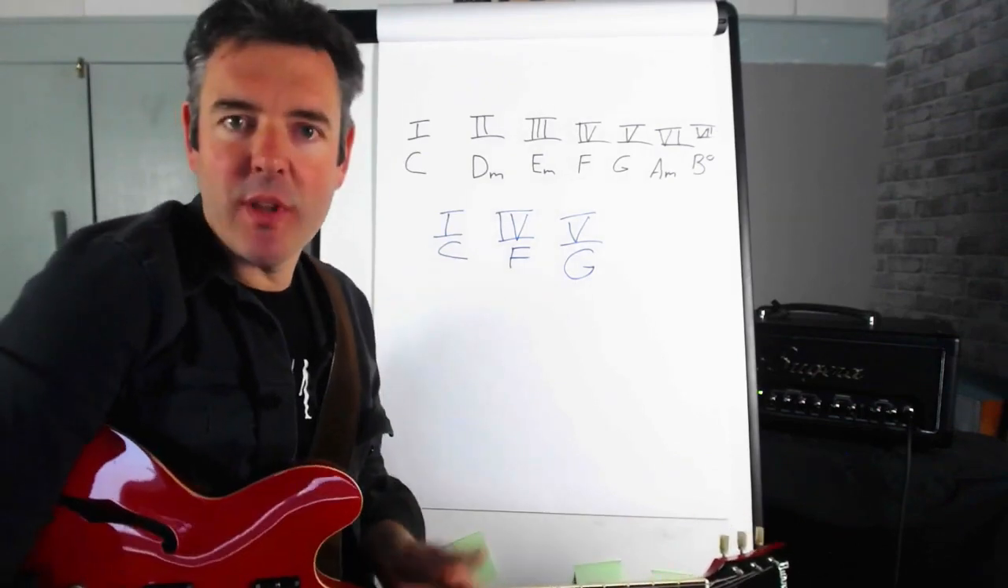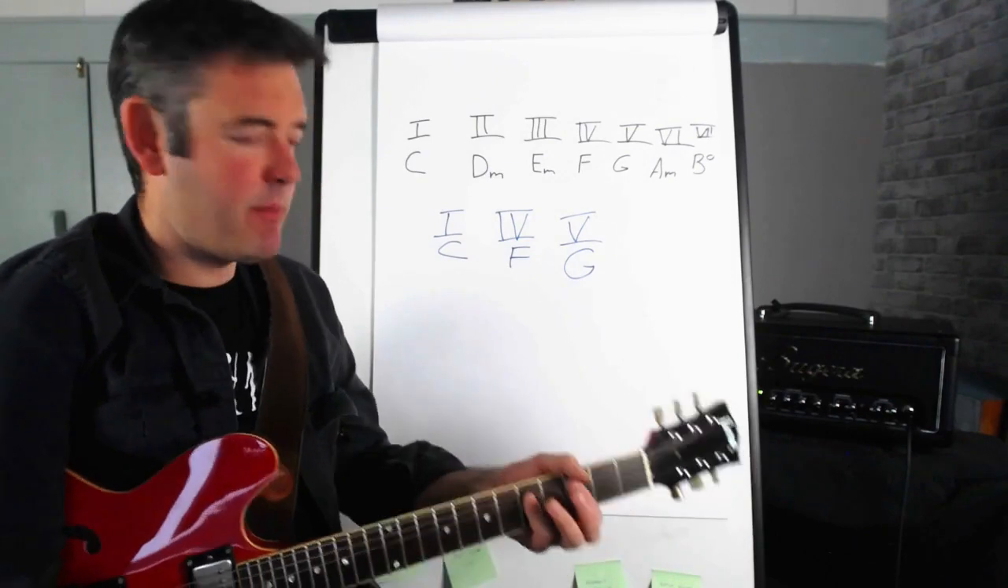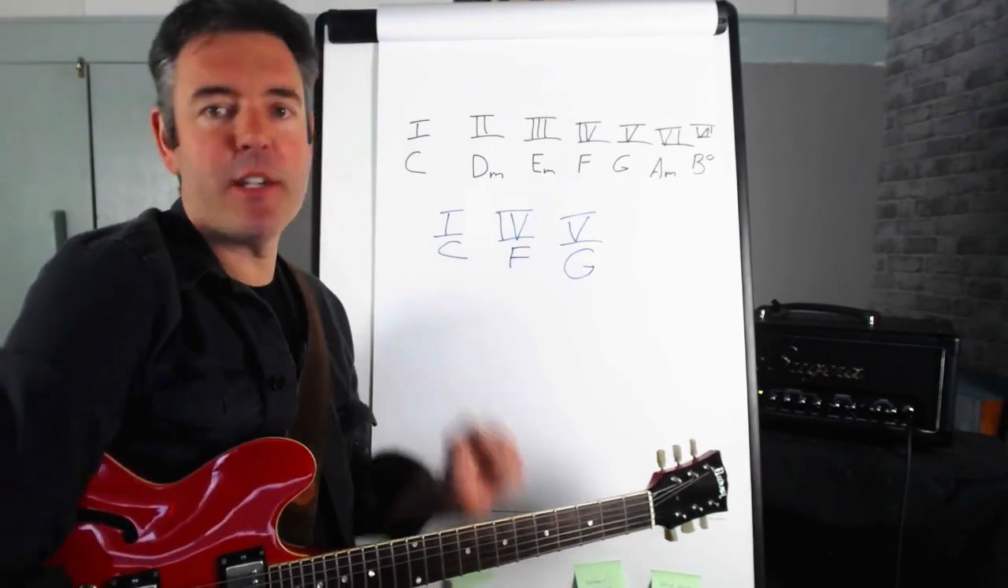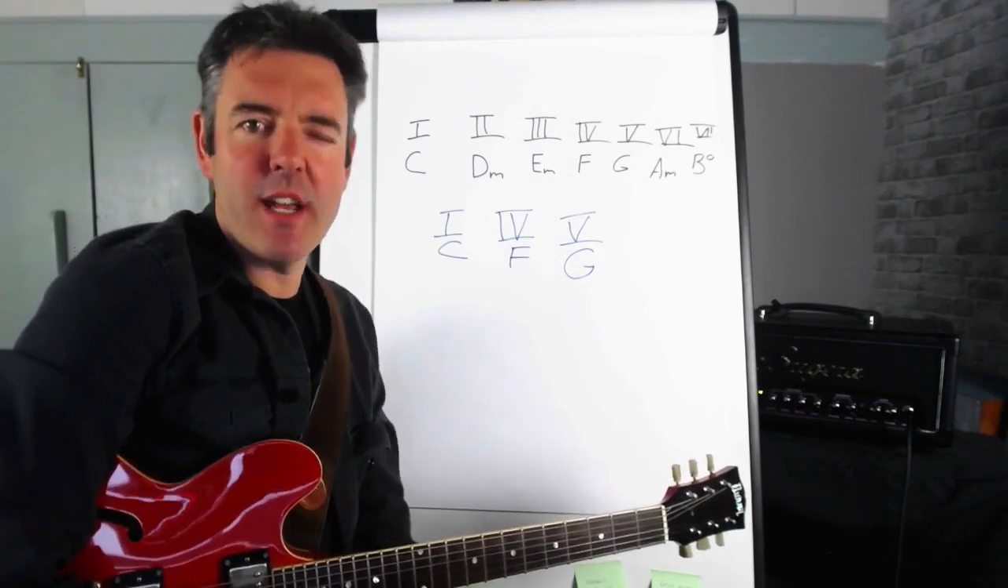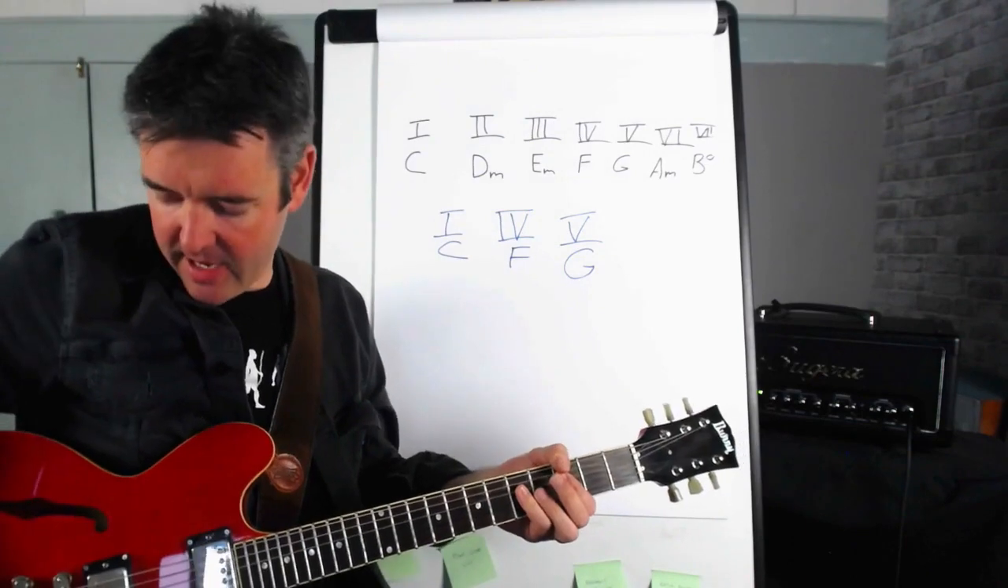Now I'm going to play each one of these so you can hear them. So here we go, C, F, and G. I'm going to play them using some bar chord shapes. You could use any chord shape you like, and it might be quite a good idea to try and play along with some of these and just get used to the sound of them and hear how they fit. So here we go, C, F, and G.